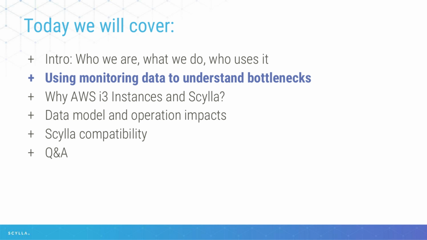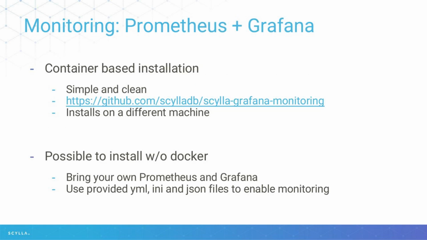So let's go into more details on how we monitor and understand the bottlenecks on your deployment. Installing monitoring solutions with Scylla is fairly easy. There are two options. The first one is the clean and simple one, as we call it. You're using Docker-based Prometheus and Grafana. So it's a very intuitive one.